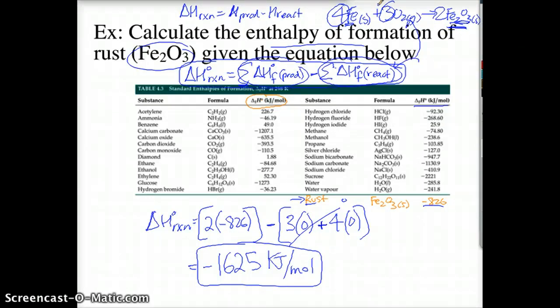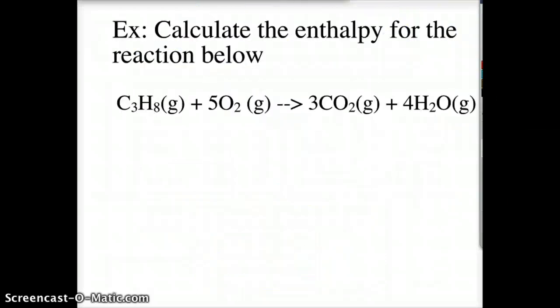I could ask follow-up questions like, is this endo or exothermic? So, is this endo or exothermic? Delta H is negative, so therefore it's got to be exothermic. Let's do another problem. Calculate the enthalpy for the reaction below.